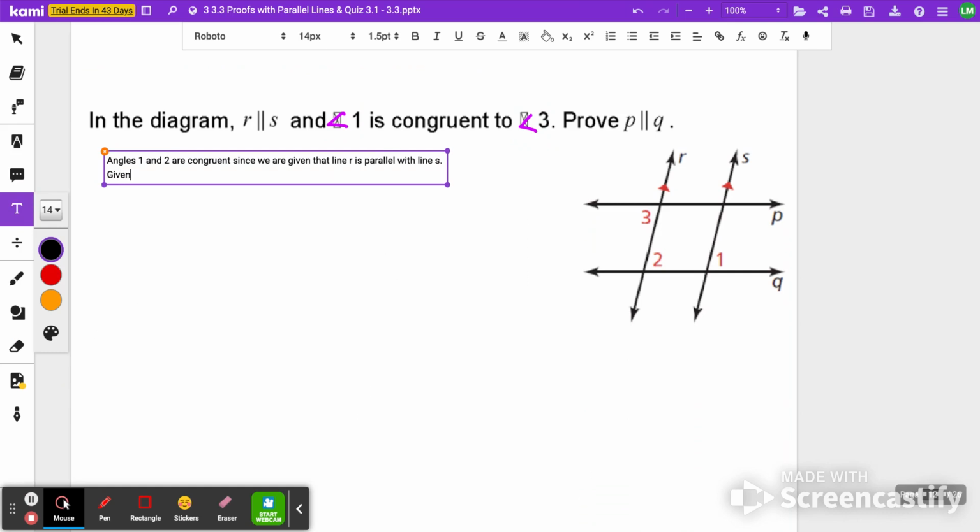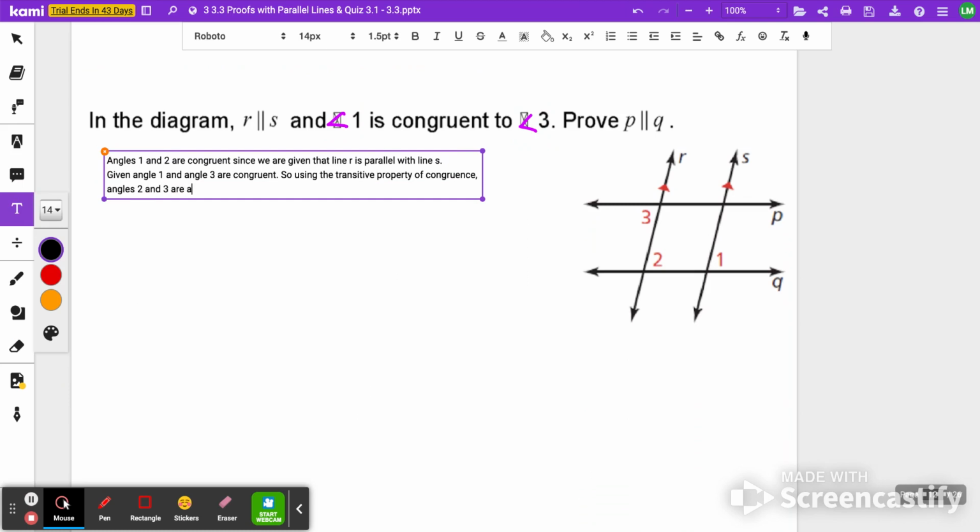We are also given angle 1 and angle 3 are congruent. So using the transitive property of congruence, angles 2 and 3 are also congruent. We can say this is also true by the alternate interior angles converse. Line P is parallel with line Q. Okay.